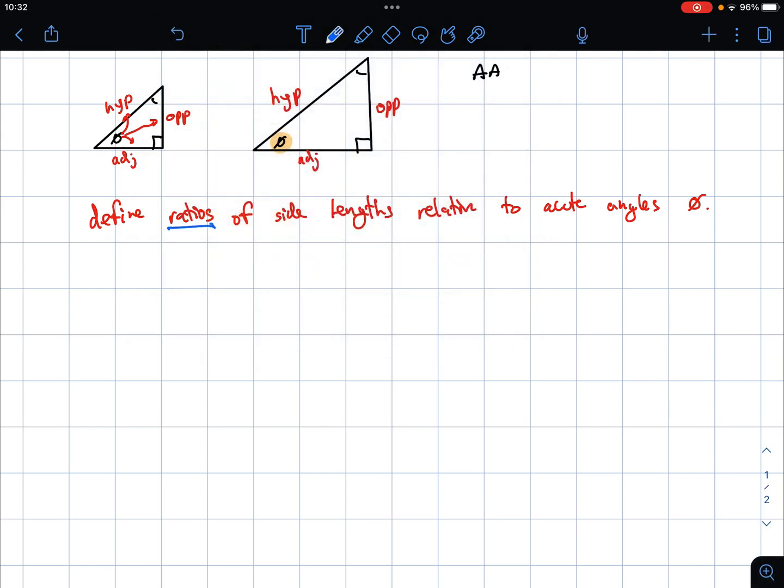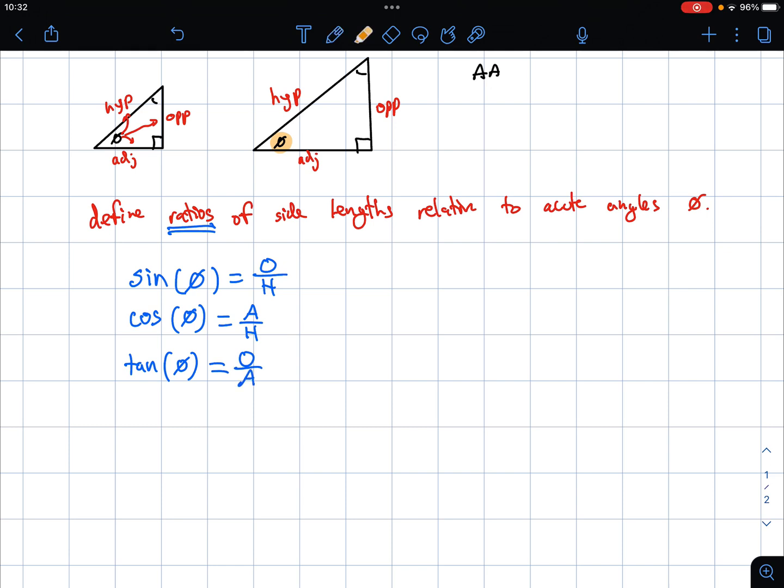Key word here is ratios. It is ratios of side lengths. So I can set up a bunch of trig functions that tell me the ratio of side lengths for some acute angle. So for example, we call this the sine ratio. We say sine of theta is equal to the ratio of the opposite to the hypotenuse. We say that cosine of theta is equal to the ratio of the adjacent to the hypotenuse. We say tangent of theta is equal to the ratio of opposite over adjacent.